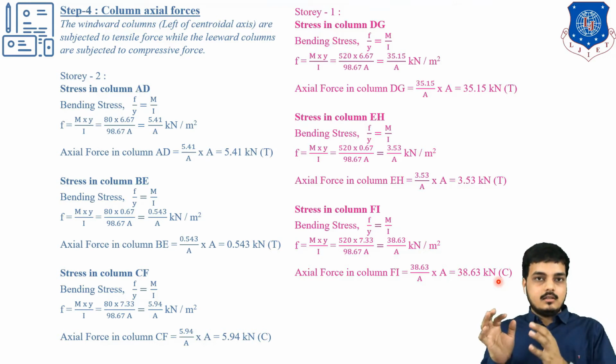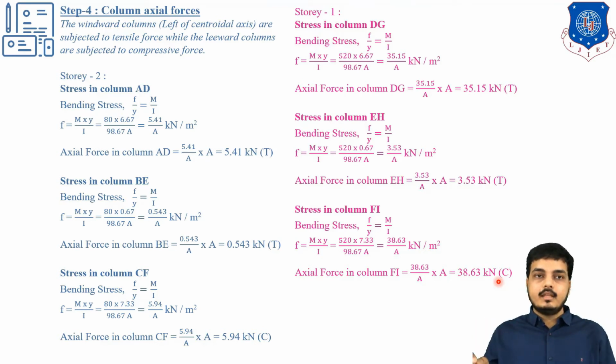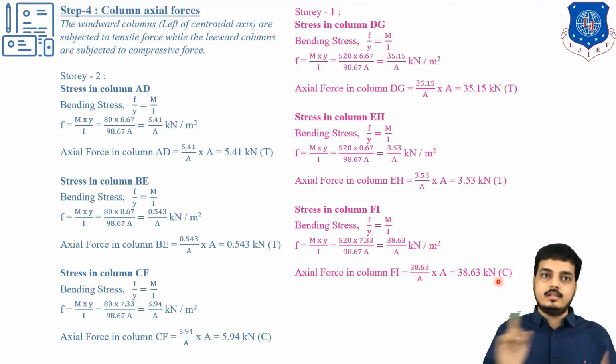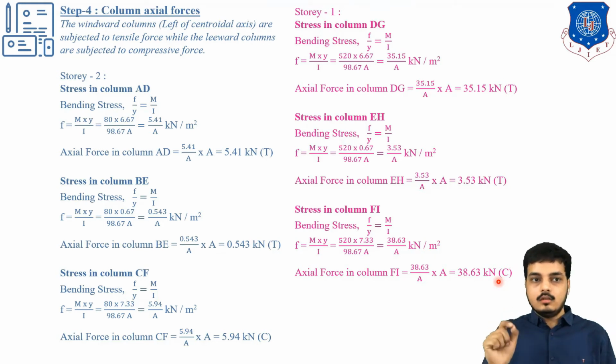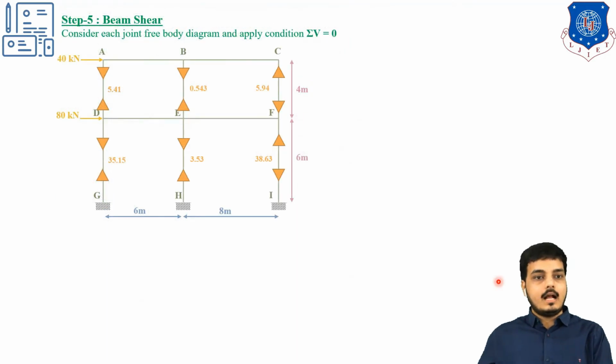So right now the change is just over here. In the previous sum of the Portal method, we studied using the equation Q, 2Q, 2Q and Q. For the intermediate column it is 2Q and for the exterior column it was Q. Now here, with the help of stress, we have found out axial force. Now look what I did. I have just placed the value of axial forces in the particular column.